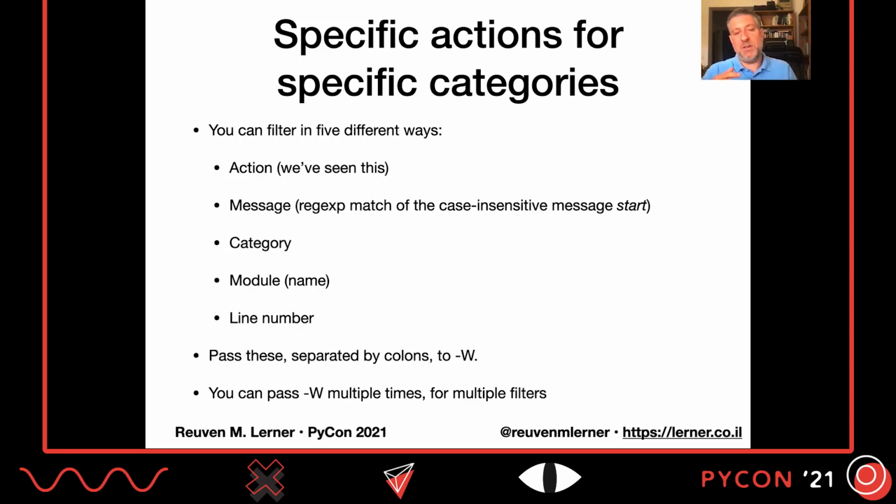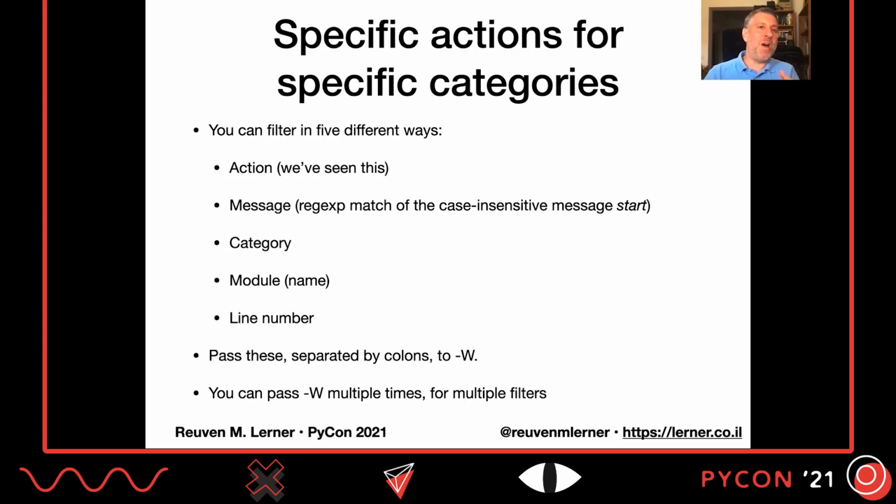We've already seen how you can filter based on the action, but you can filter based on the message. And there's a regular expression match of the case-insensitive message start. I know that sounds complicated, but basically, we can use regex to match the beginning of the message. You can filter based on the category, the module name in which we have the warning, and also the line number. So you can say, I want to give this action for this category, for this message in this module with this line number.